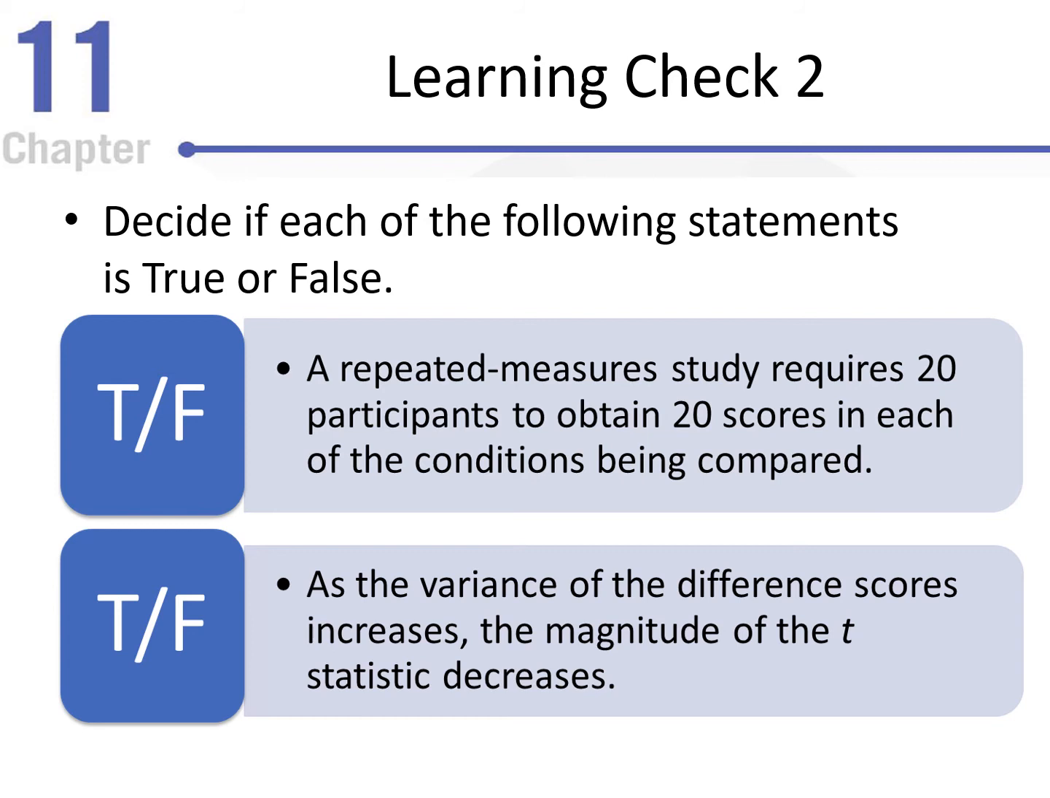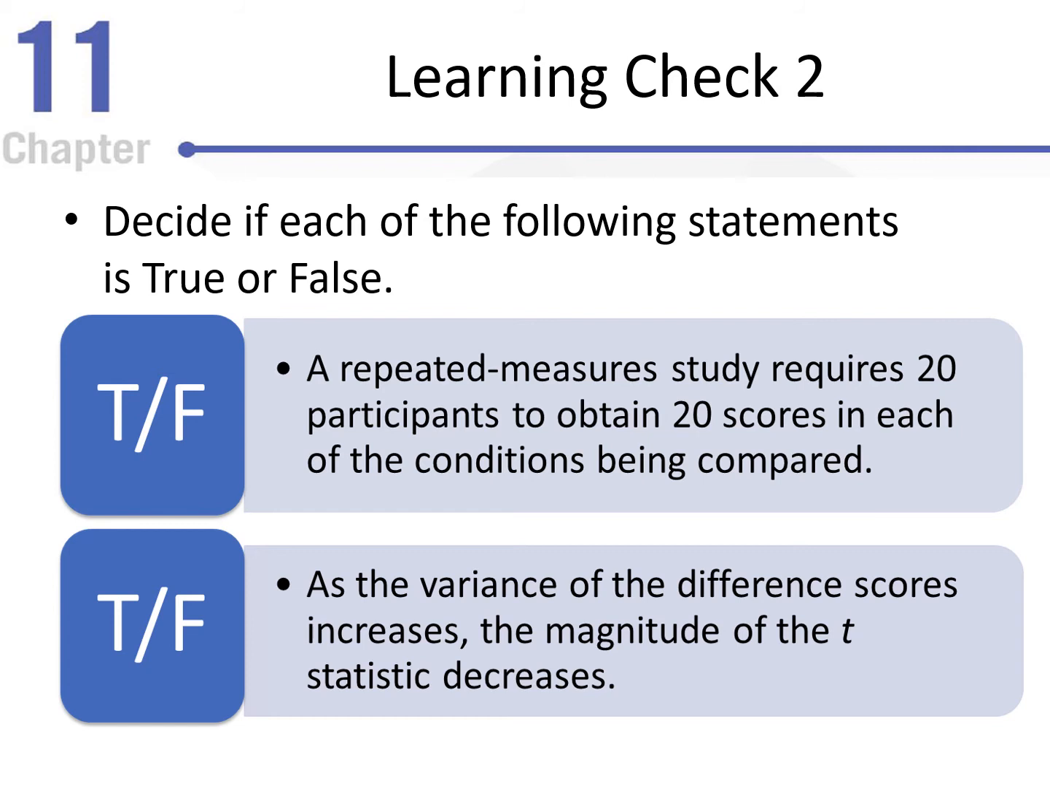Let's look at these questions now. A repeated measures study requires 20 participants to obtain 20 scores in each of the conditions being compared. Well, the same people are in both conditions, so if I have 20 participants, I should have 20 scores in the 2 conditions, right? That makes sense.